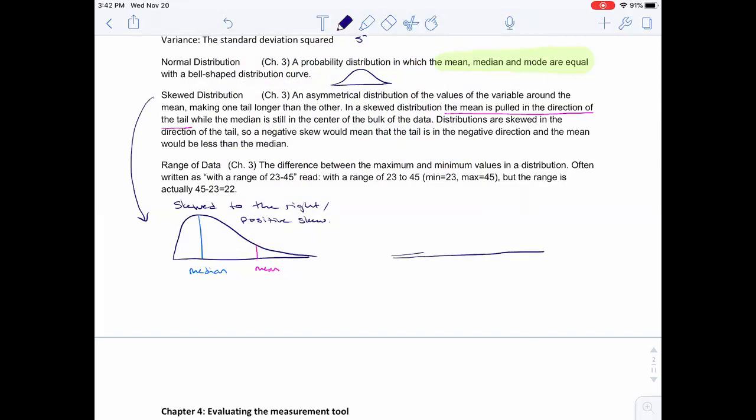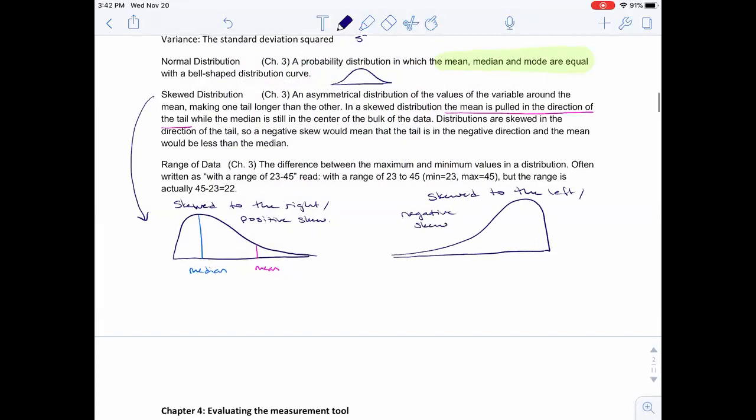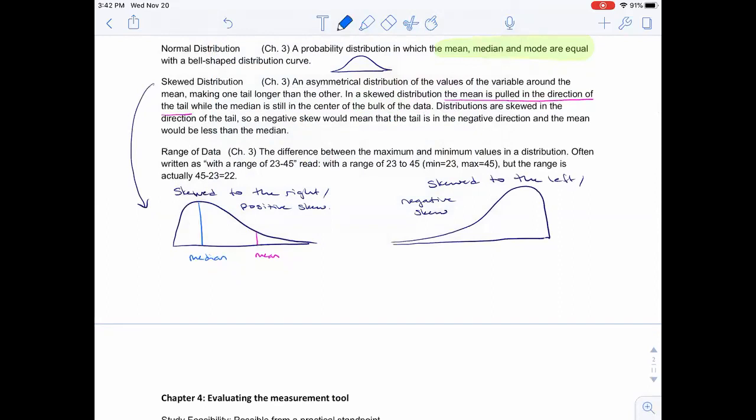So then on the other end, this is skewed to the left, or we could call it a negative skew. And the median would still be hanging out here, doing a fairly decent job at telling us where the center is, but the mean is pulled in the direction of the tail. So you want to keep a handle on that.